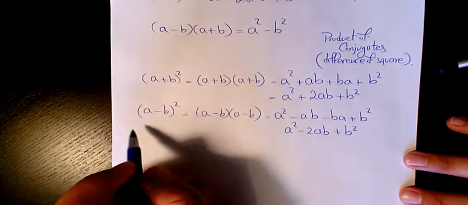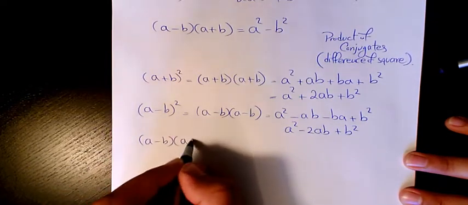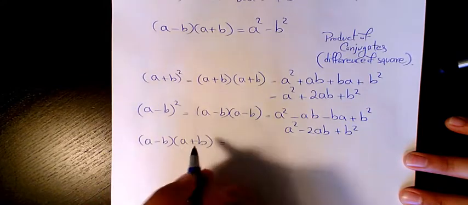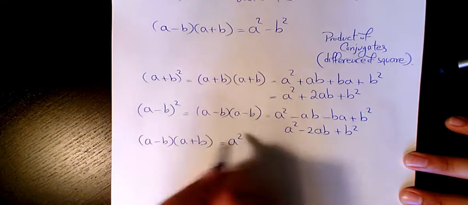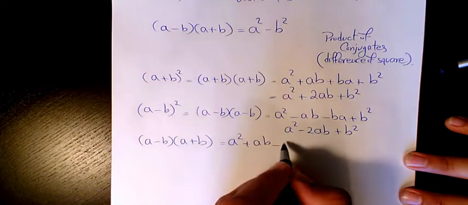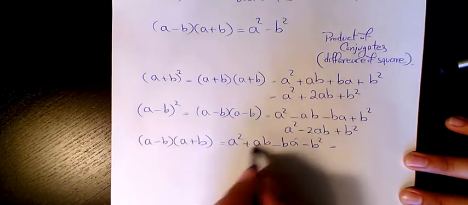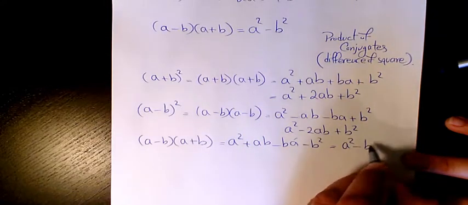And then product of conjugates, we have (a - b) times (a + b). A times a is a squared. A times b is ab. Negative ba. And then negative b squared. These two cancel out. It's going to be a squared minus b squared.